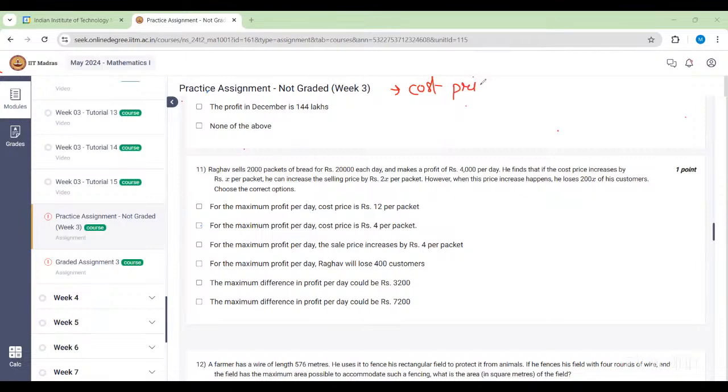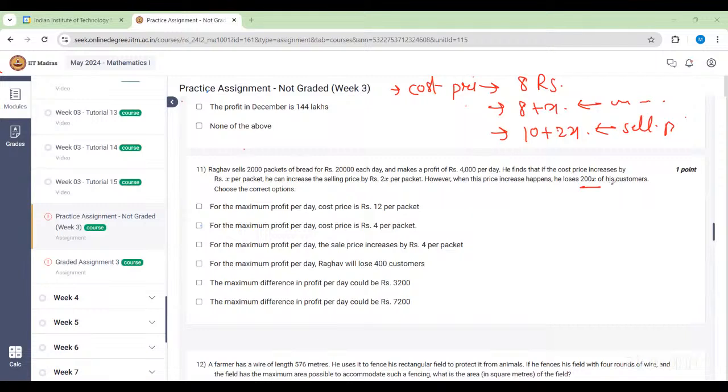8 plus X will be there, right? So the cost price will be 8 plus X, and the selling price will be 10 plus 2x. So this will be the selling price and this will be the new cost price. However, with this price increase, he loses 200x of his customers.